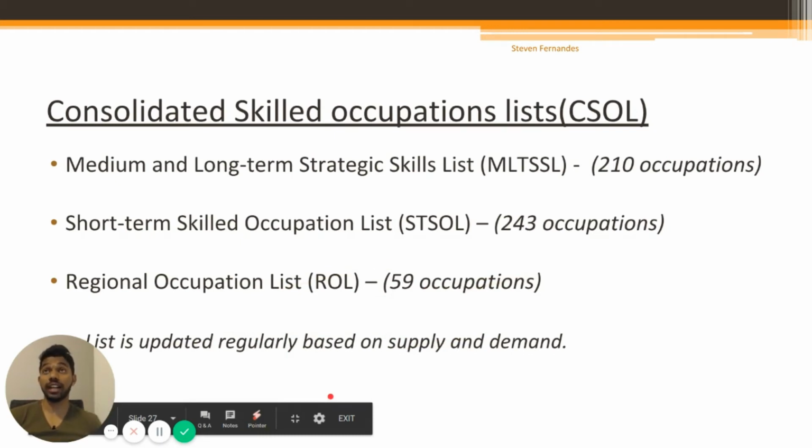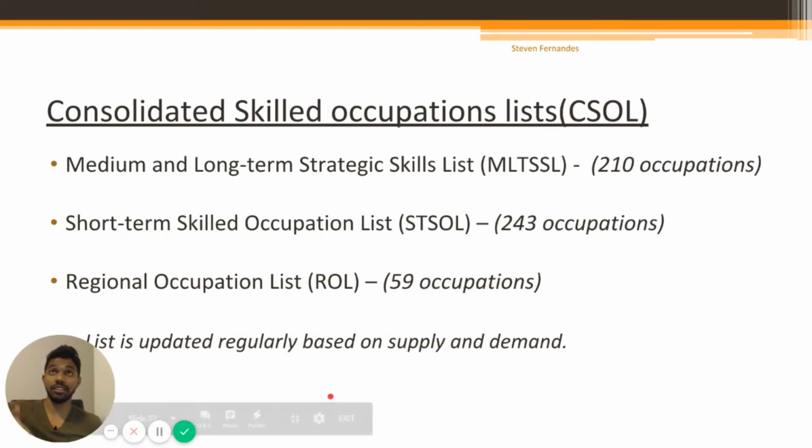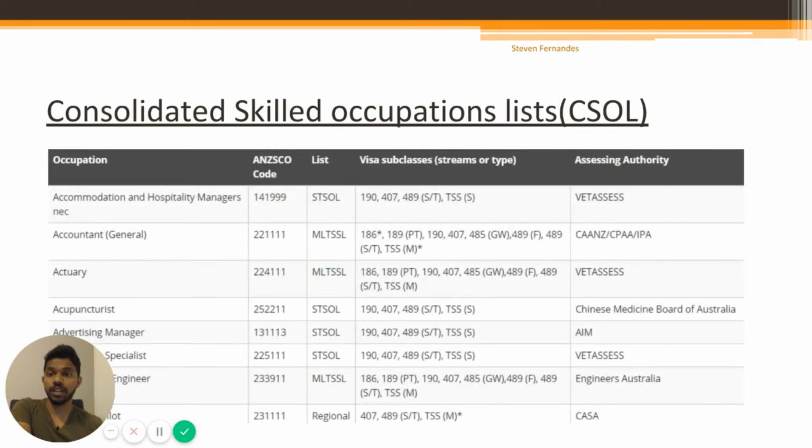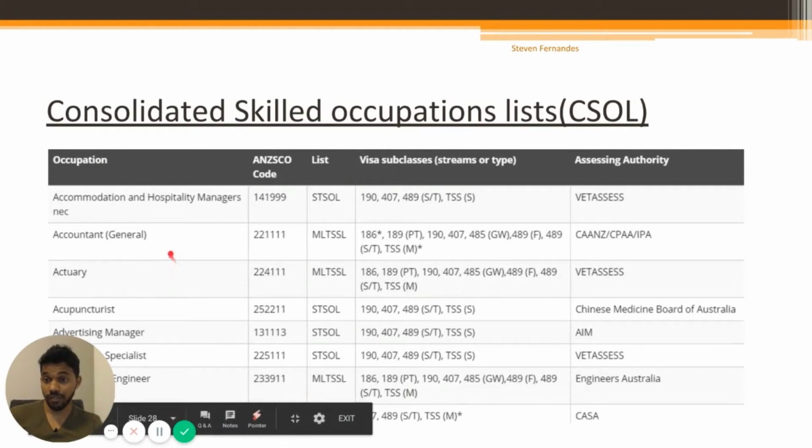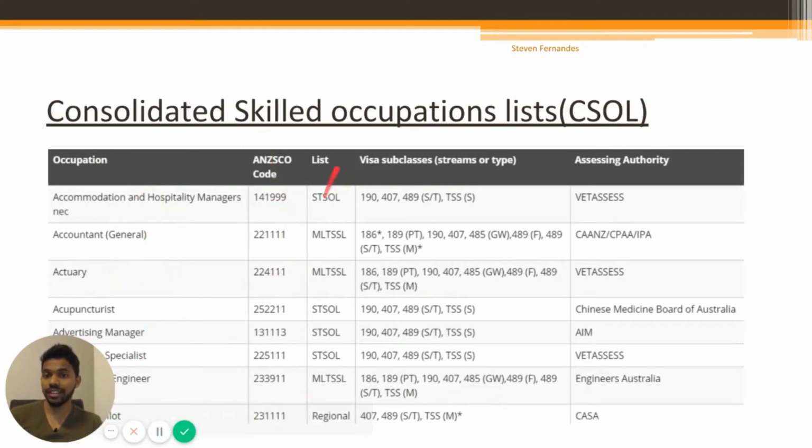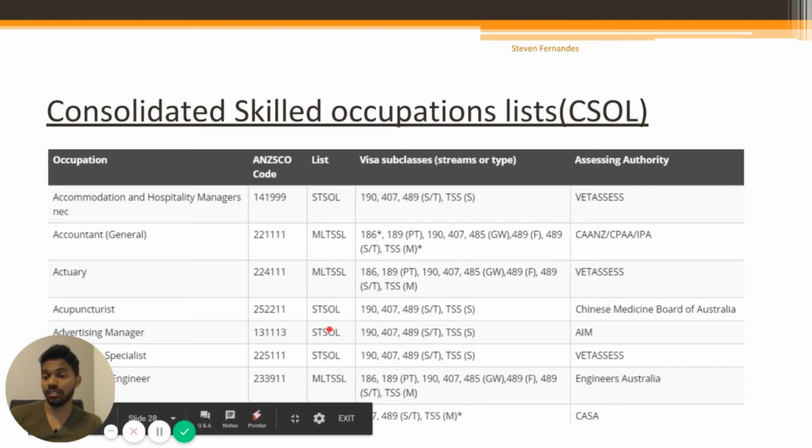So please make sure that you are constantly keeping an eye on this list to check whether your occupation is on it, if you're applying under one of these upcoming visa categories that we're talking about. This is what the list looks like. You have your occupation, the job code, and the list that it's on. For example, accountant is currently on the MLTSSL. Advertising manager is on the short-term list, so Australia doesn't need advertising managers on a long-term basis. There are people within the country that can probably fulfill that role.